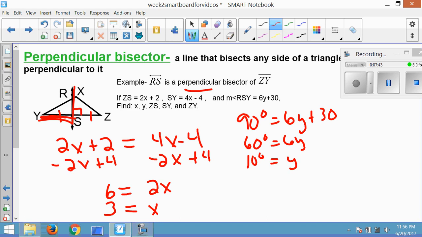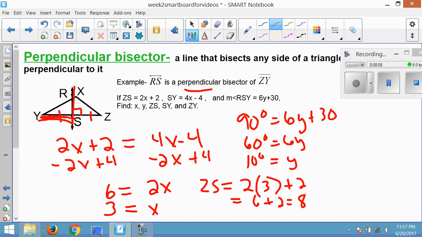Now it says find the length of ZS. So ZS, well, ZS is 2x plus 2. So ZS is 2 times x, which we just found to be 3 a moment ago, and then plus 2. So that's 6 plus 2, which is 8.